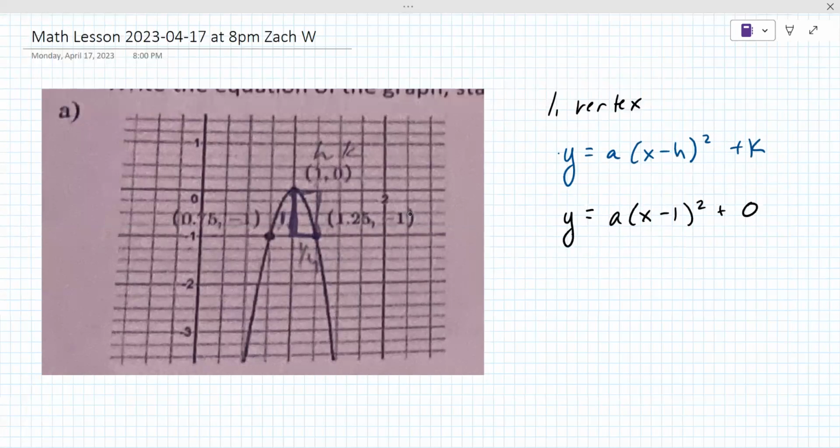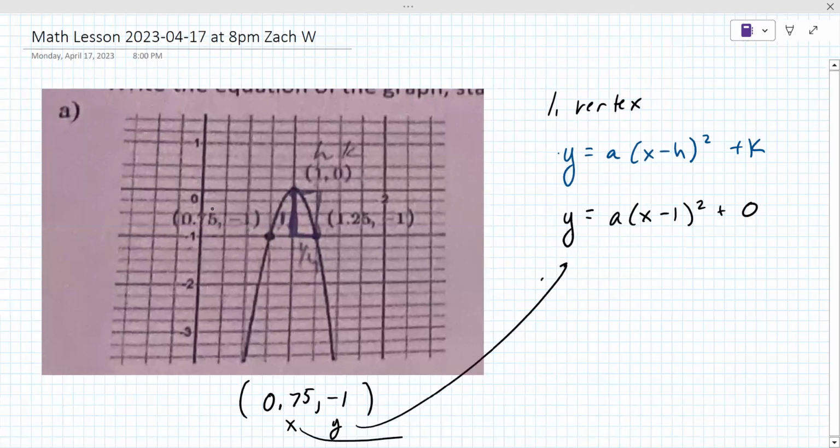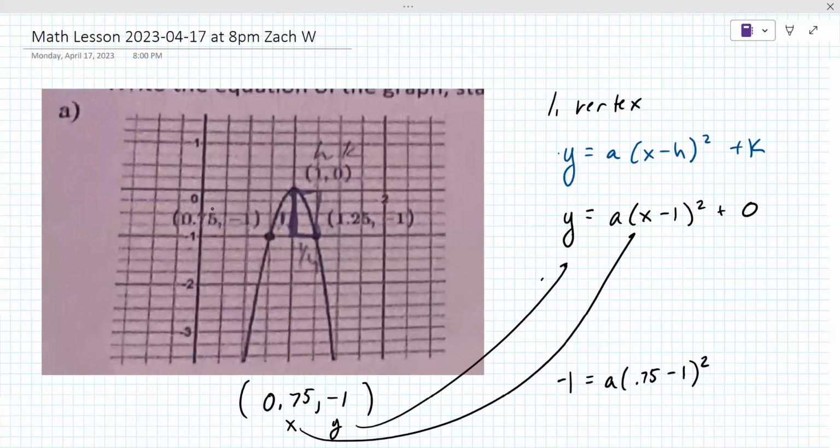And then we do need to find the value of a. You can do it the way you're doing it here, or you can also substitute these values into the equation. Do you know what I mean by that, or is that really unclear? This graph has got so much going on. So we're going to use this x and this y, and we're going to put them into the equation. So we have -1 = a(0.75 - 1)^2, like that.